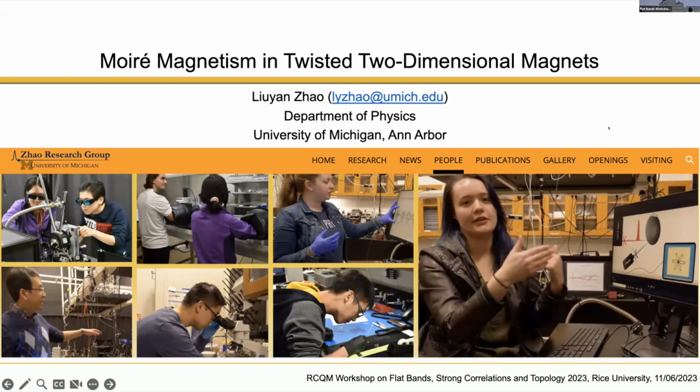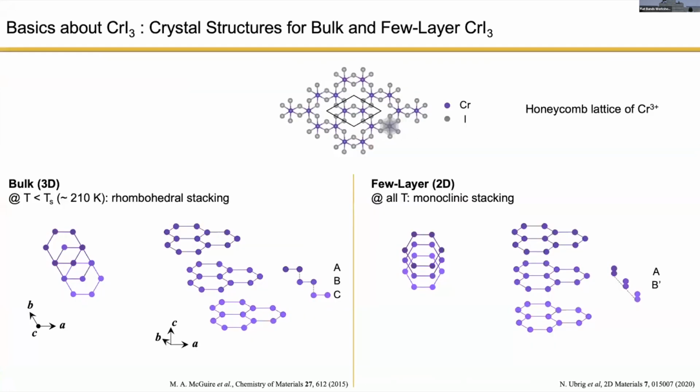And in this particular talk, we are going to share some of our recent results on twisted 2D magnets and also some puzzles because we don't understand everything yet. So the twisted magnets we are looking at is twisted double bilayer chromium triiodide. So it is a bilayer chromium triiodide on top of another bilayer chromium triiodide with a small twist angle.